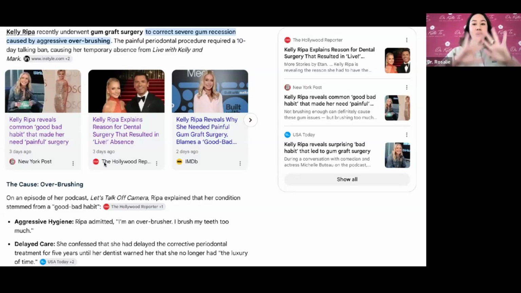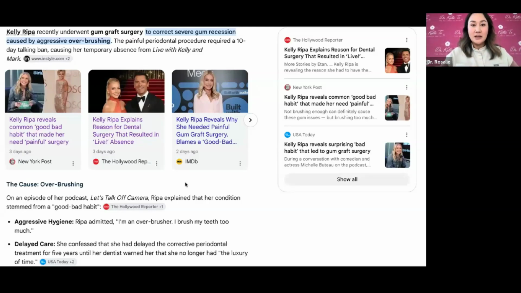And so the headlines were all, what is the good, bad habit that she has? Why did she have to get this gum surgery? The way that they had it on the headlines was that it was caused by aggressive over brushing. So I think that what happens is when people look at this and they see aggressive over brushing, oh my gosh, that just tells me I shouldn't brush my teeth too much or I shouldn't brush my teeth too hard. So people end up not brushing their teeth or taking care of their teeth. So the way that they marketed this headline, it was just to capture your attention.